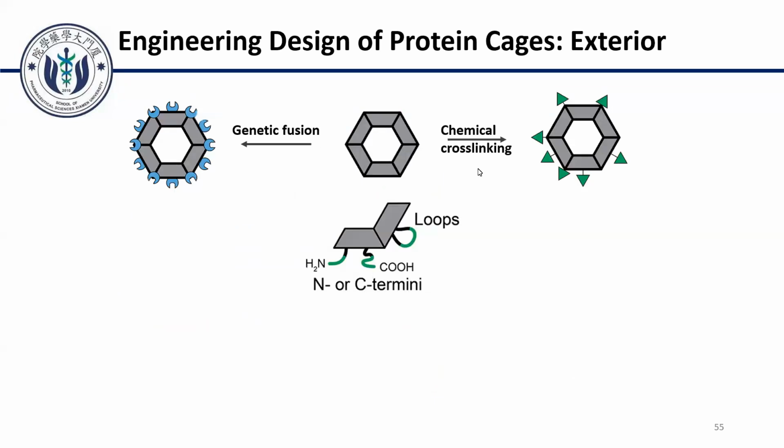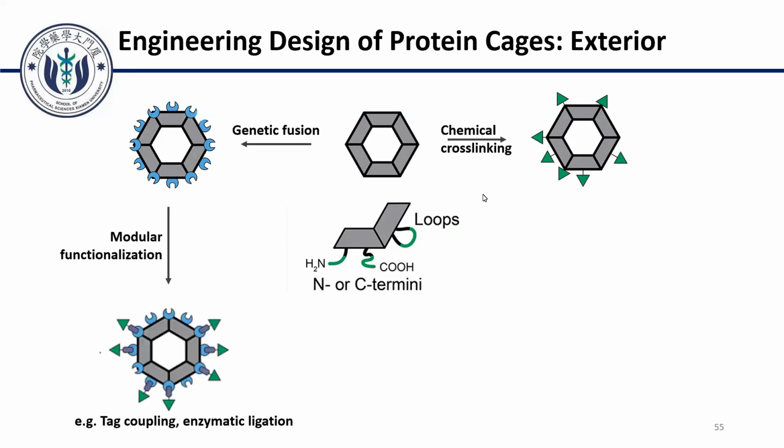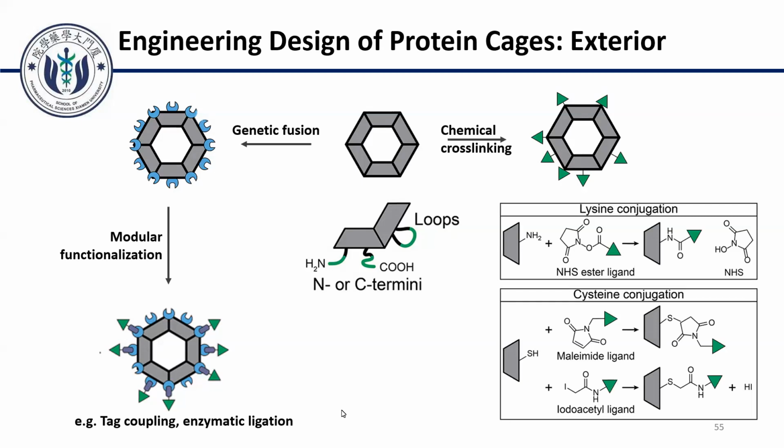As shown here, in this process we can use chemical cross-linking. Sorry, exterior surface modification is good to enhance the blood circulation lifetime, as well as targeting property. So in this case, we can have chemical cross-linking or genetic fusion to get the molecules that you would like. There are many chemical methods that we can choose from: lysine conjugation, cysteine conjugation, and so on.